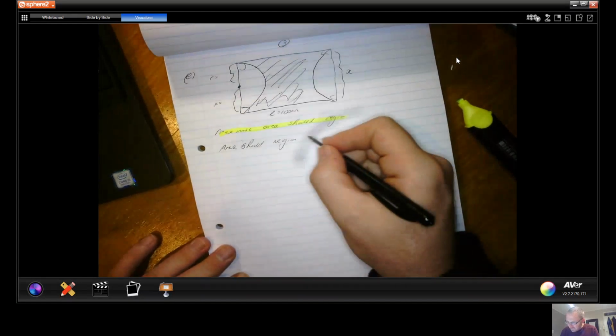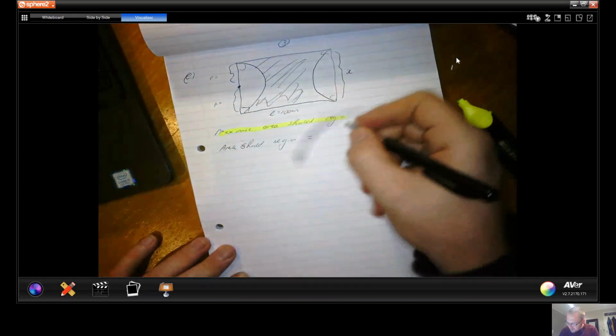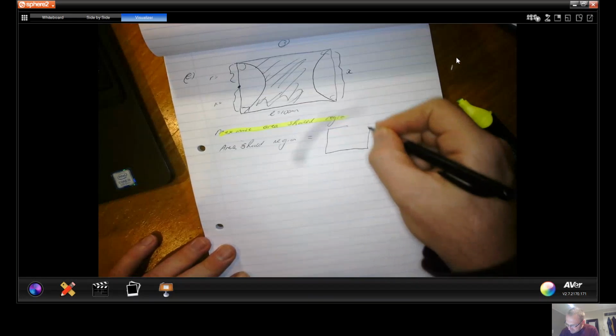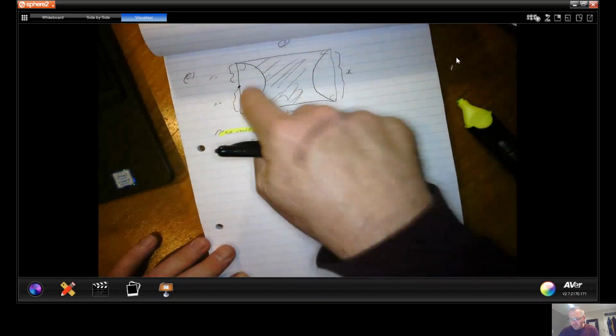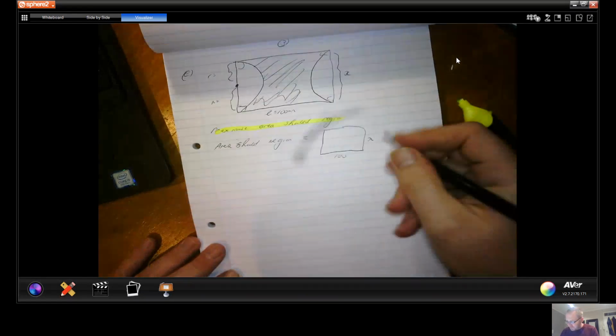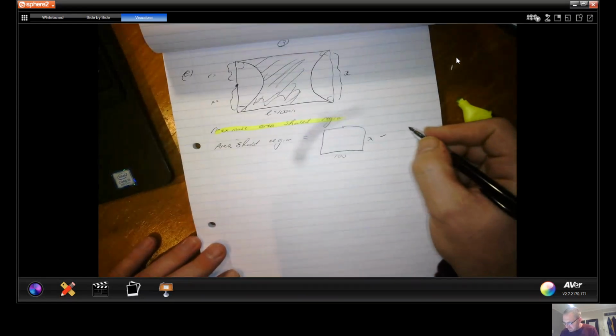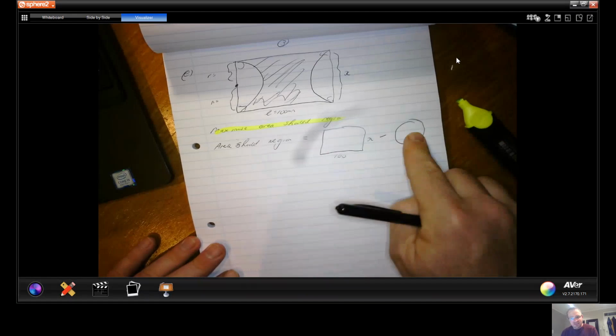Well, the area of the shaded region, if I think about it, is going to be the whole rectangle with dimensions of 100 times x. And then you're going to chop out the white bits, which are two semicircles. And two semicircles make a circle, right? So you're going to chop out a circle. I literally do maths like this. I draw the pictures.